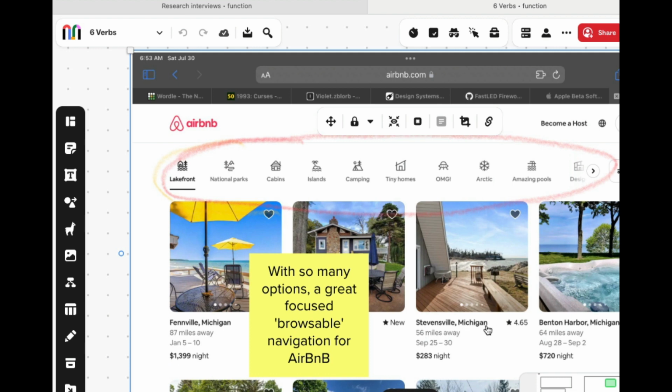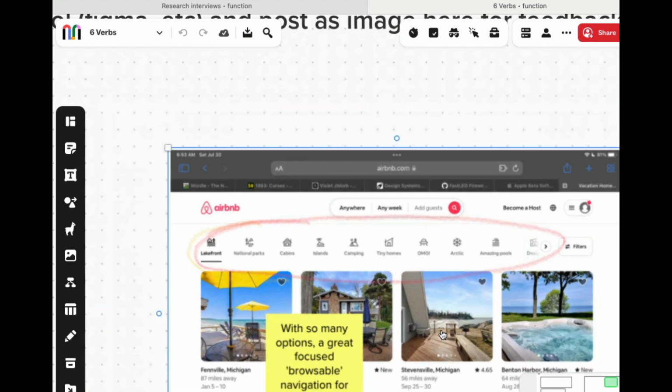So here's a good example: there's a picture, there's a header, and then there's a subheader. So that's what you did last week.